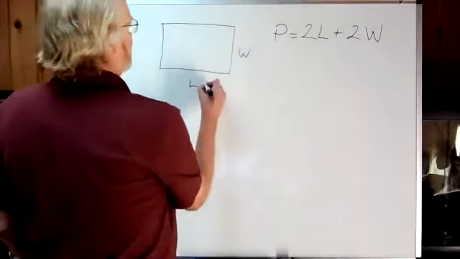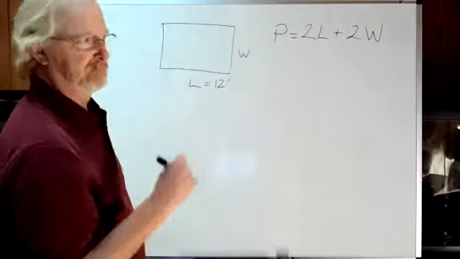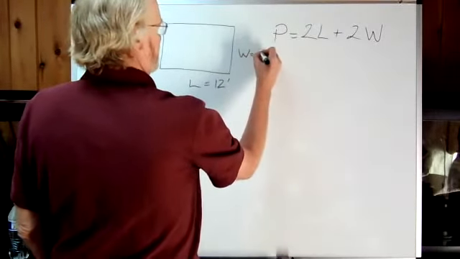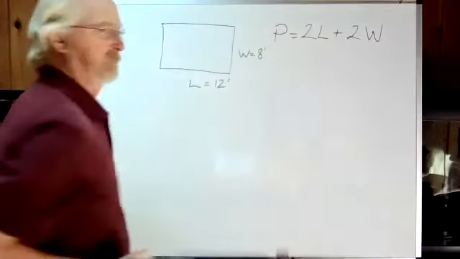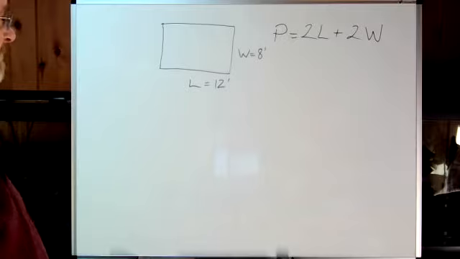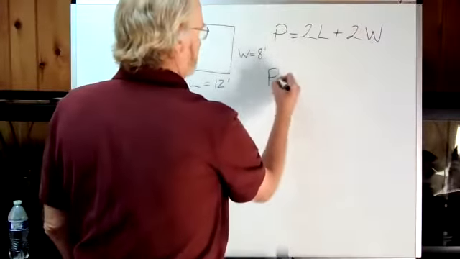And so let's say this is 12 feet, one little line per foot, right? And I'll say this is, call it 8 feet for the width. So what is the perimeter of that rectangle? We're going to add it all up, plug it in to the formula.